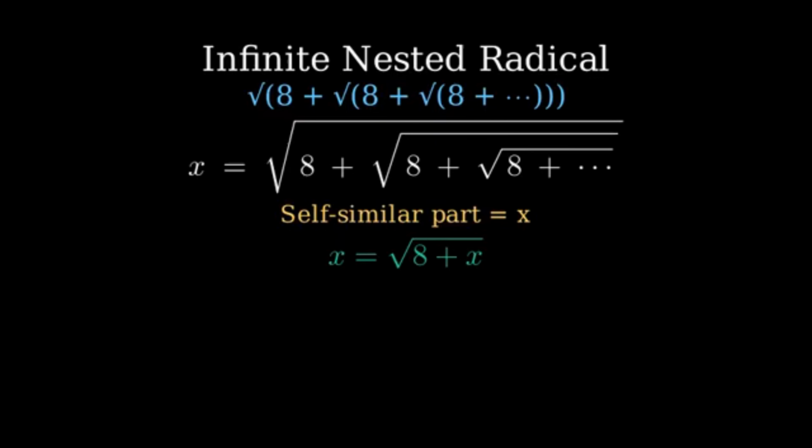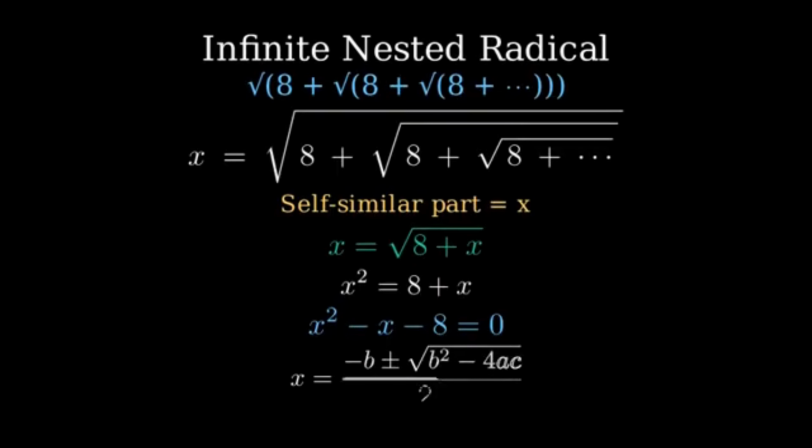To solve this, we remove the square root by squaring both sides. Squaring gives us x squared equals 8 plus x. Now bring all terms to one side to get a standard quadratic, x squared minus x minus 8 equals 0. We could try to factor, but there is no nice integer factorization here, so we use the quadratic formula.